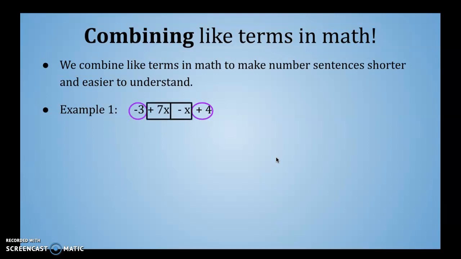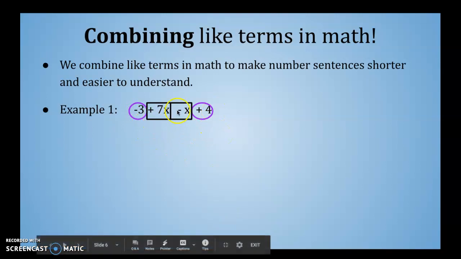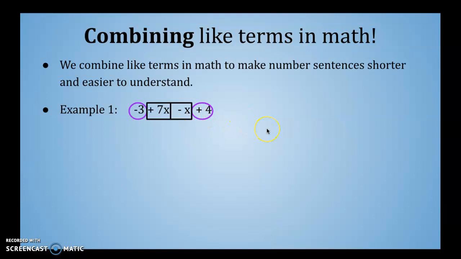Also, since the 7x and the -x both have the same variable x, we can combine those. So what we're going to be able to do is take this from a 4-term number sentence, and if you think about what we have circled here, these will be combined, and then these will be combined. So we're essentially going to halve it. It's going to go from 4 terms to 2.